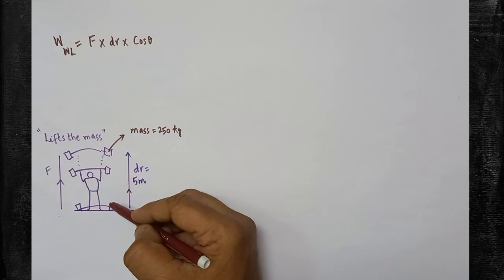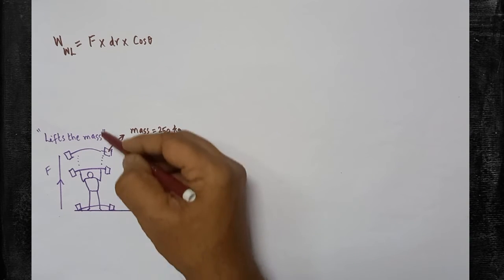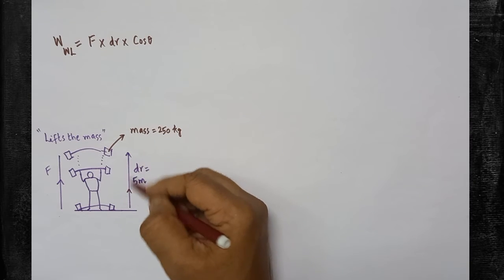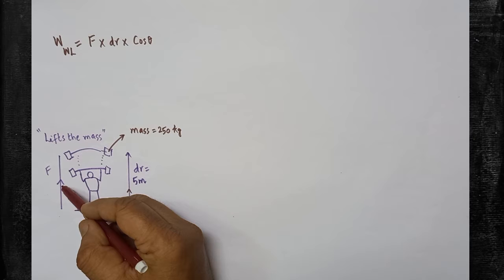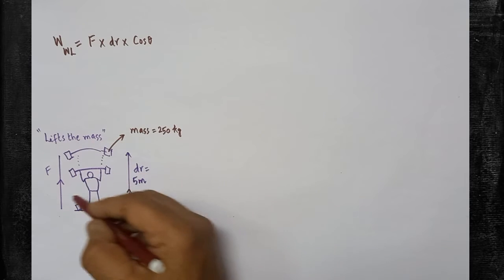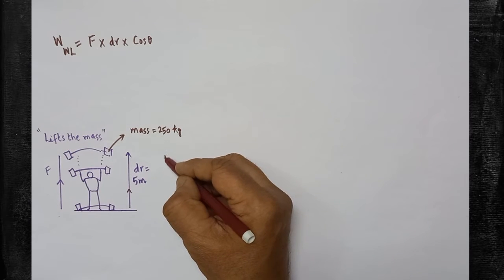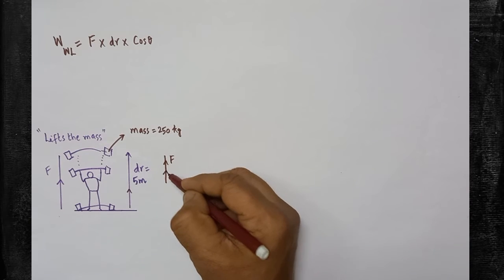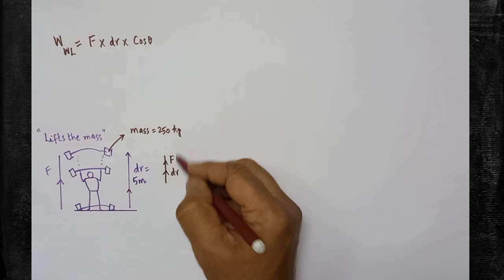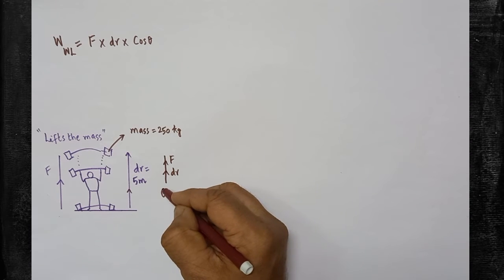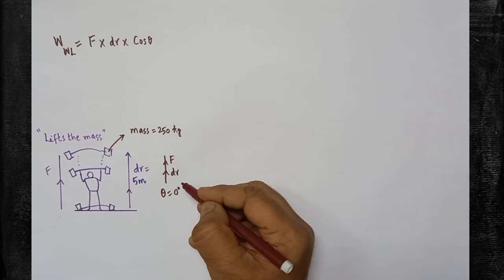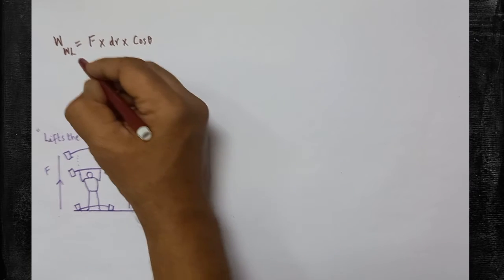Look here, the mass is lifted in the upward direction. So displacement is taking place in the upward direction. The lifting force is also acting in the same upward direction. Therefore, the angle between lifting force and displacement is 0 degree. So I am going to substitute 0 degree here.